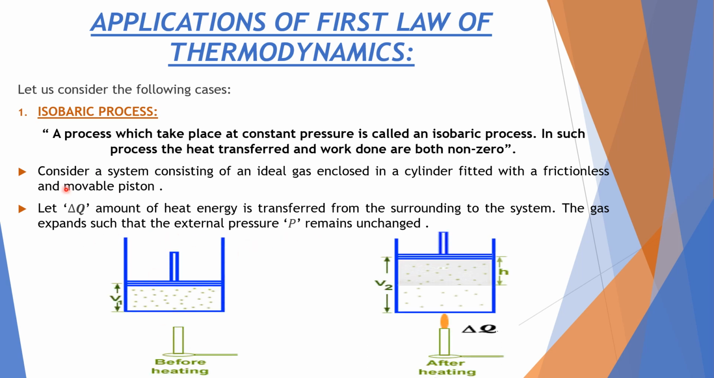So here is a diagram in which this is the initial state of the gas. Let it be at initial volume V, and the external pressure is P. If delta Q amount of heat energy is supplied, the volume of the gas changes to V2 because of expansion, and the piston is displaced through a distance h. So in both states the external pressure remains constant.